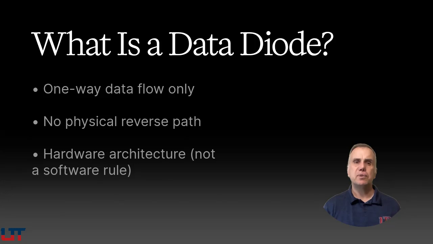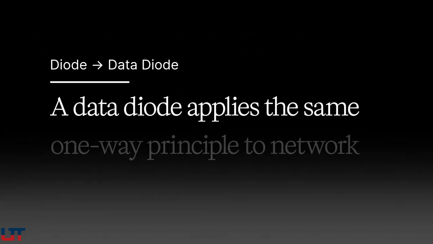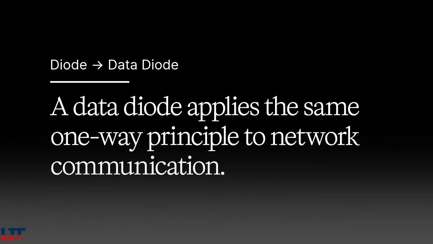The name comes from the electrical component. A diode passes electrical current in one direction only. The reverse direction has no conduction path. A network data diode applies the same principle to network communication.